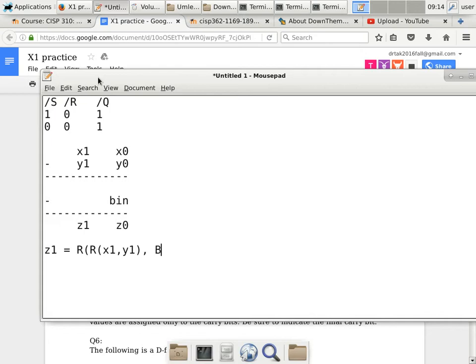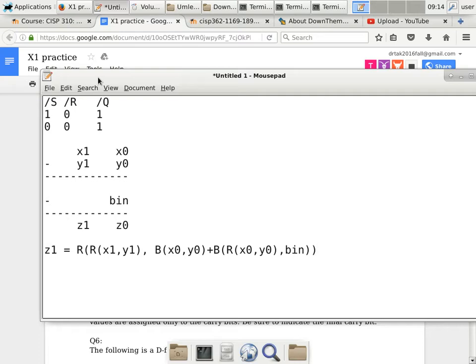The borrow of the previous bit: there are two ways to set this borrow. One way is that x0 minus y0 yielded a borrow. The other way to yield a borrow is the result of x0 minus y0 and bn. Matching the parentheses, I think that should be it.